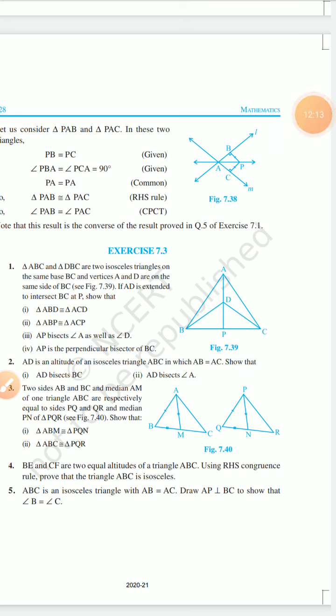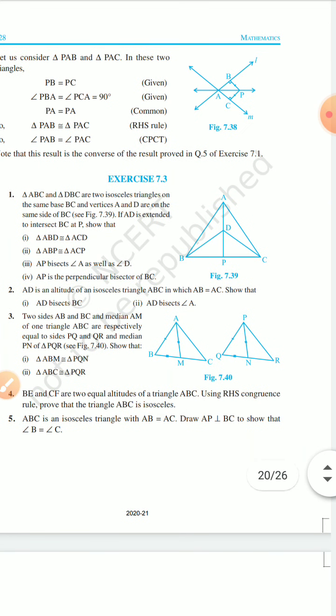So let us now go through the first question of exercise 7.3. In this question we are given that triangle ABC and triangle DBC are two isosceles triangles which are formed on the same base, that is BC. A and D are on the same side of BC, and if AD is extended to intersect BC at P, we have to show these four things.